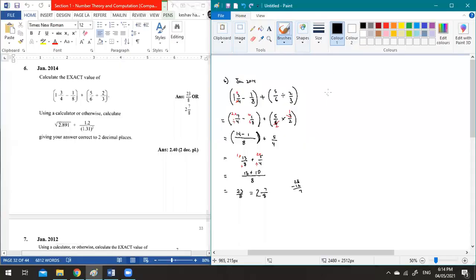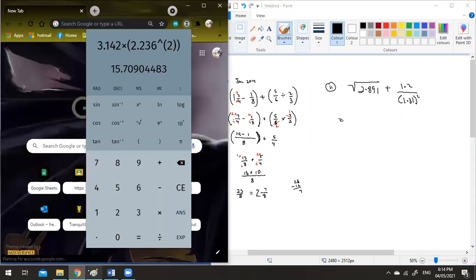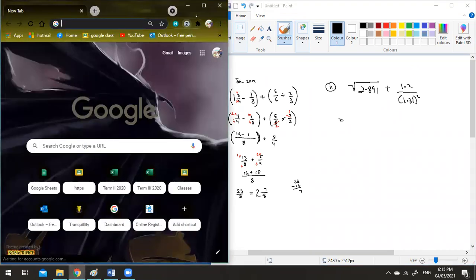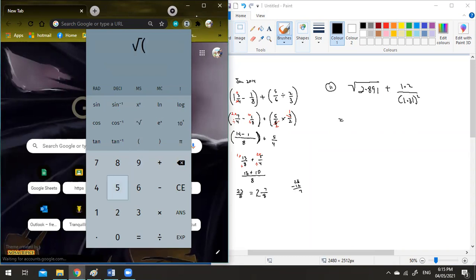Then we have part 2/3, square root 2.891, add 1.2 over, in bracket, 1.31 squared. Right? So you will take calculator, square root sign 2.891 equal, that's a long number to write.